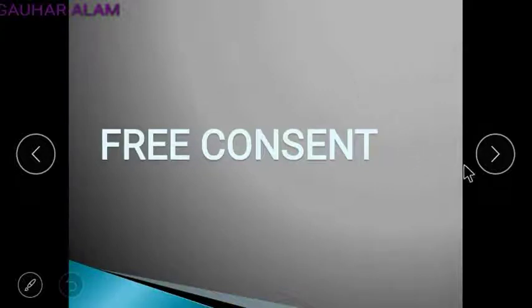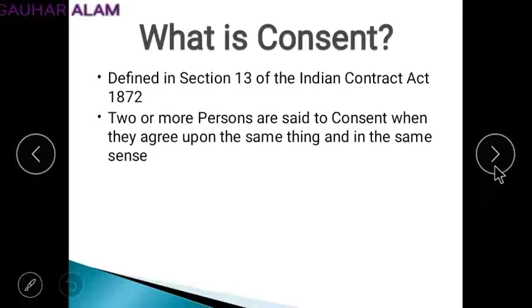Okay, so let's know the meaning of consent, what consent actually is. The word consent has been defined under Section 13 of the Indian Contract Act 1872, which says that two or more persons are said to consent when they agree upon the same thing and in the same sense. So if you are selling a house, another person is willing to buy that house, and he has also understood that you are selling that particular house, and everything is clear that the house which is being sold is that house. So this is considered to be a consent when they know everything that they are willing to buy.